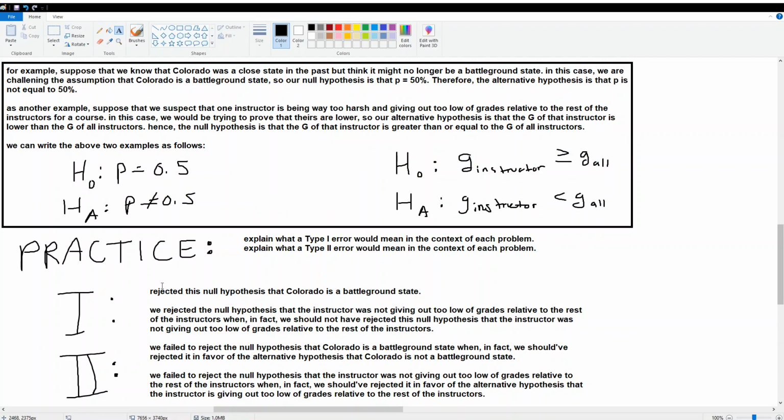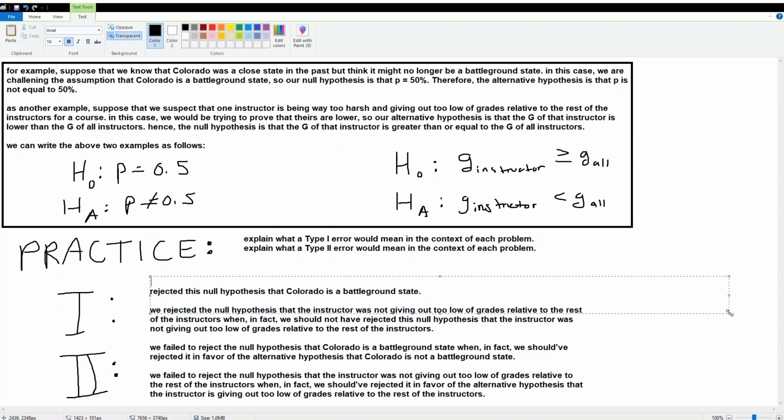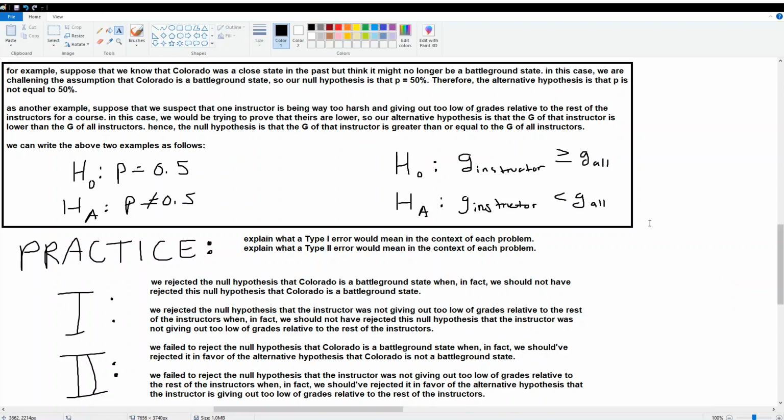Oh, my text just went away. I'll just retype it. So we rejected the null hypothesis that Colorado is a battleground state when in fact we should not have. There we go.